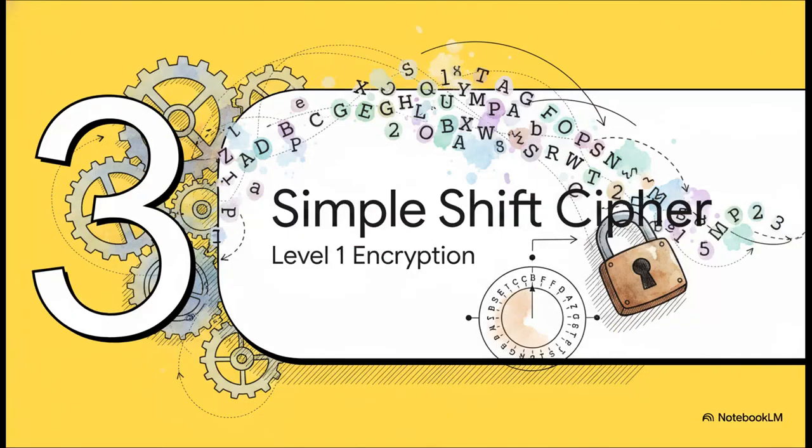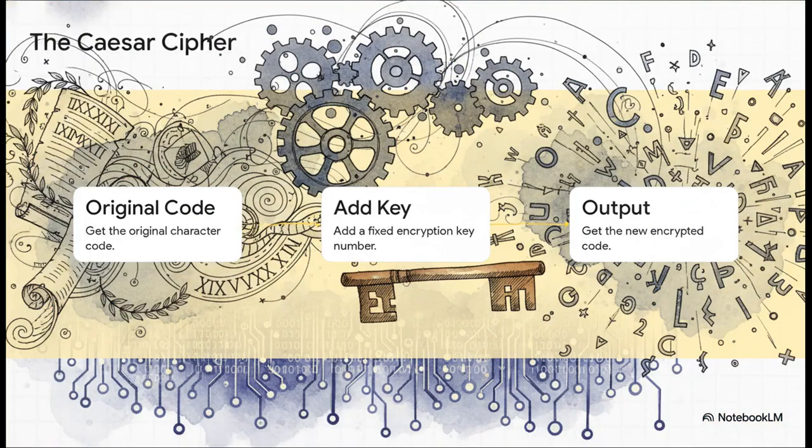All right, section 3, the simple shift cipher. Let's look at our level 1 encryption to see how shifting these numbers actually hides a message. The logic behind a Caesar cipher is beautifully straightforward. It's just 3 steps. Step 1, you get your original character code using that ord function we just talked about. Step 2, you add a fixed number to it, and that number acts as your encryption key. Step 3, boom, you output your new encrypted code. And if you want to decrypt it, you just do the exact reverse. Take the encrypted code and subtract that same key.